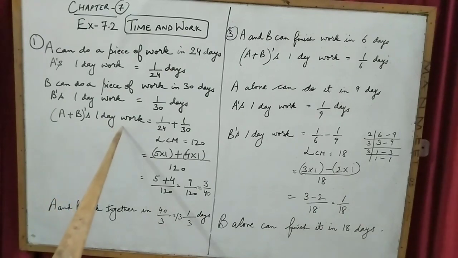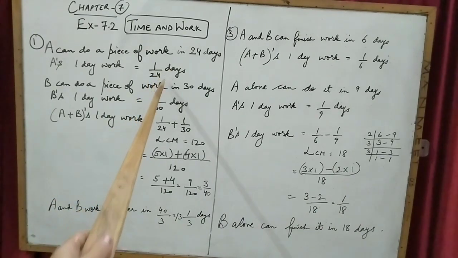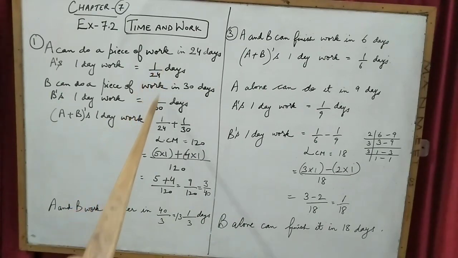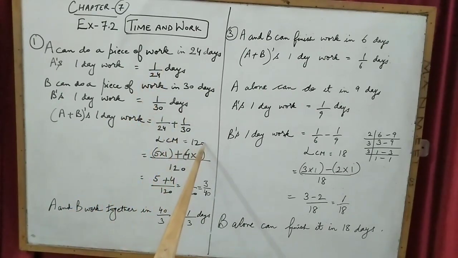So A plus B's 1 day's work: we will add up these two, because it is 1 day's work, so we take the reciprocals. We add them up, find the LCM, then solve this sum, as you all know, we have done in the fraction chapter. So the answer we got is 3/40.